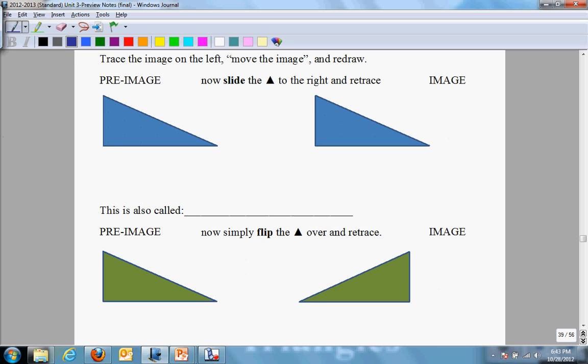We're going to start with the concept of motion in geometry. I'd like you to physically trace this triangle on the left. Now draw an arrow as if you're just sliding it to the right. Slide. Now retrace the new triangle.